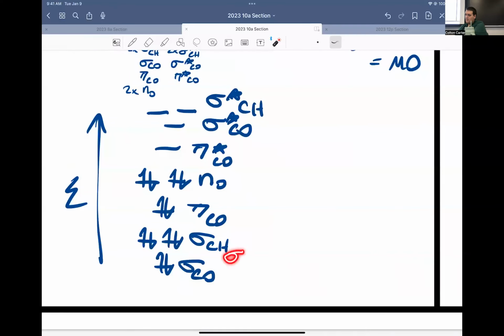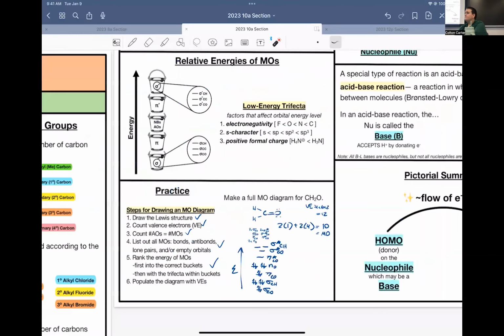That would be sigma N-H because nitrogen's more electronegative than C. So it's going to be right here. Sometimes, but rare. Yep.